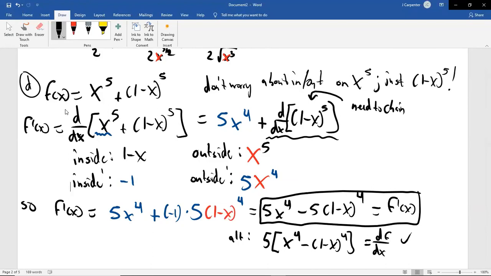So this problem was unique to the previous three in that you didn't have to chain everything. There was just some pluses or minus, some terms that had simple things that didn't need an inside and outside. X to the fifth, power rule's okay. 1 minus x in parentheses raised to the fifth, you got to chain it because it's got an inside and an outside. The inside here is just x, so that's fine.